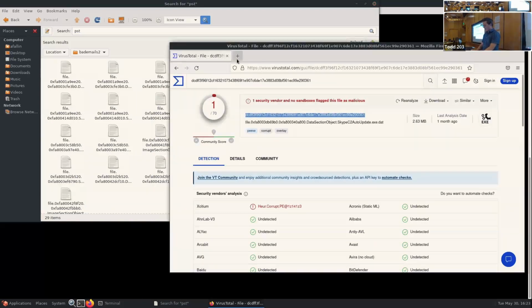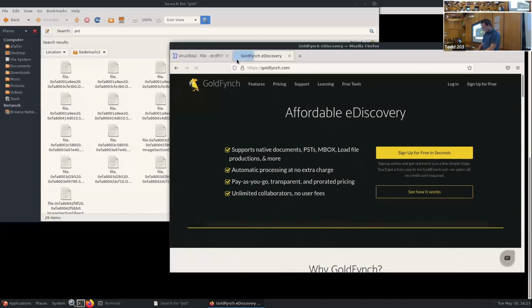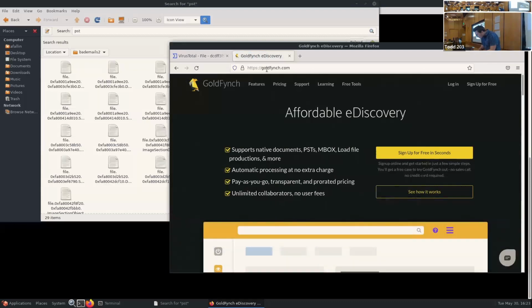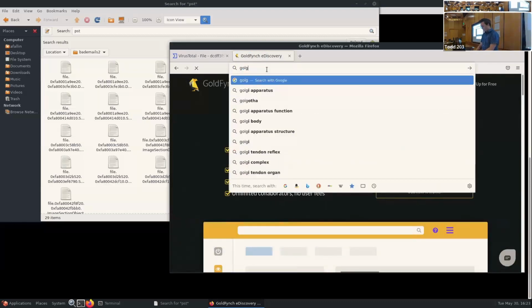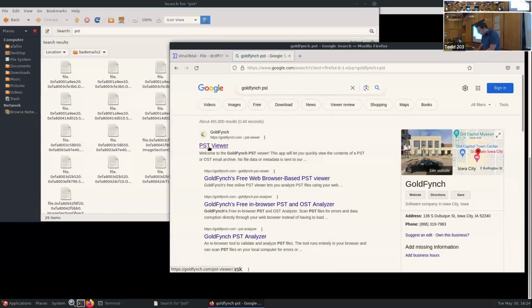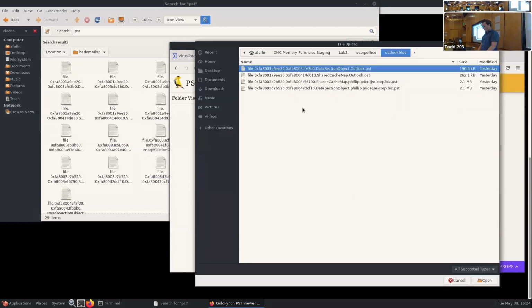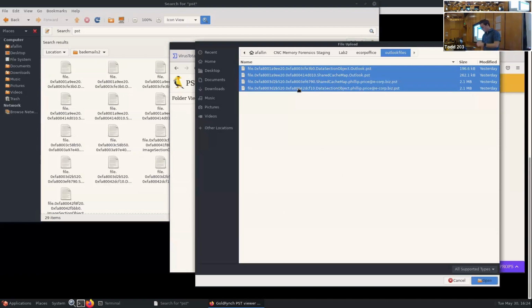We're going to pull up Firefox again and go to Goldfinch, Goldfinch PST. There we are. And I'm going to open a PST. These are the same files, I just pulled them out earlier when I was making sure that Volatility was still working. So we're going to open all of those.